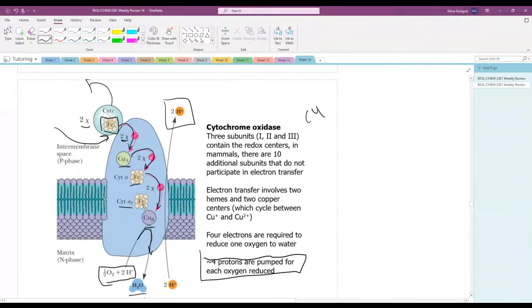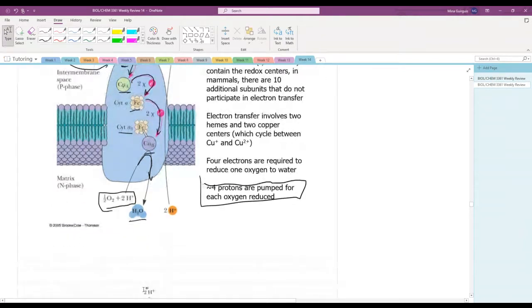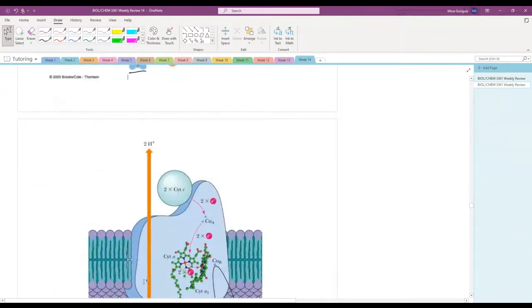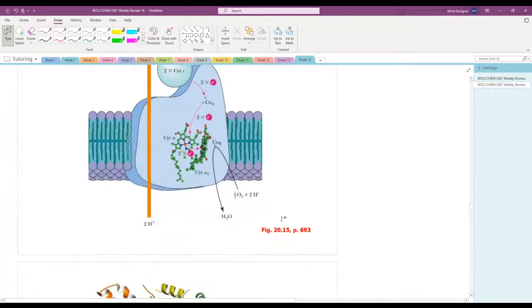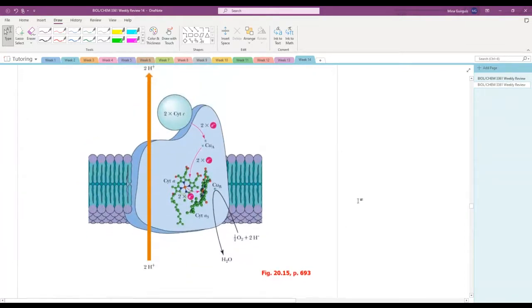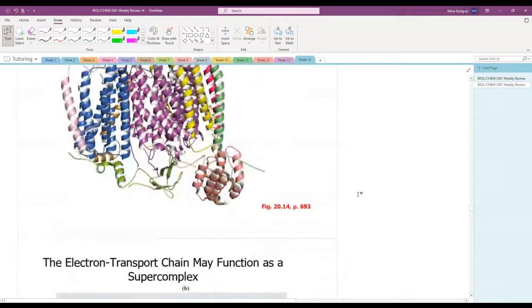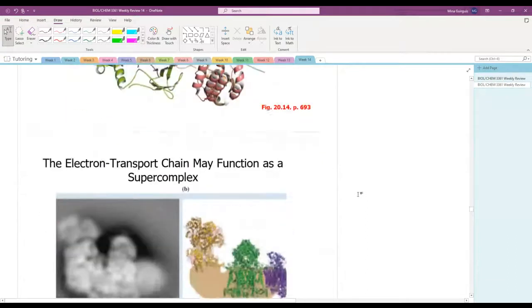Okay? And so all of this that we've talked about should be doubled. And when I say all of this, I mean from the beginning of the electron transport chain till now, should be doubled in order to account for one O2. Okay? So this is another drawing of that same thing. And then this is the protein shape.